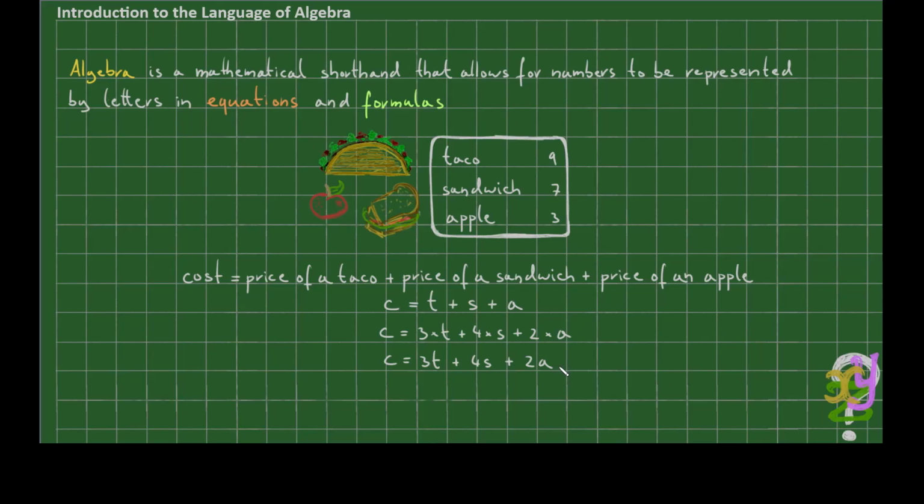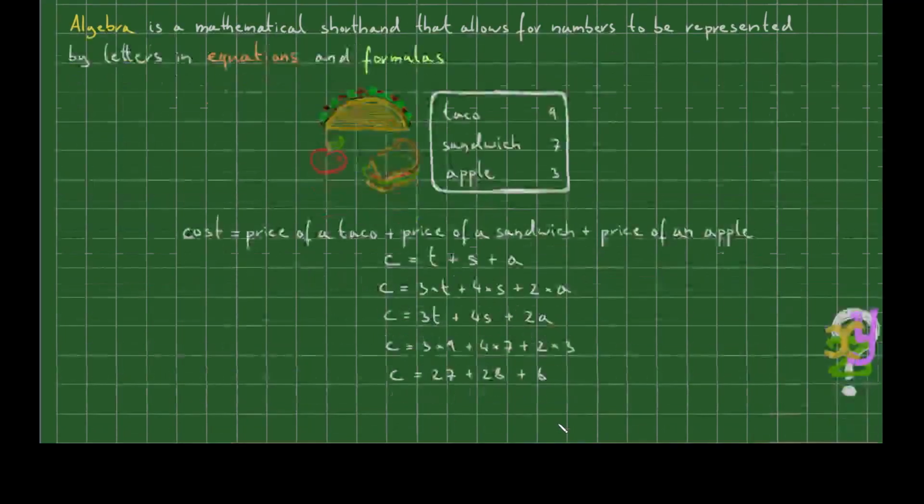Now that I have my little equation, I could actually substitute in the prices for the tacos, sandwiches, and apples. I would have 3 times 9 plus 4 times 7 plus 2 times 3. This would give me C equals 27 plus 28 plus 6. And this would result in a grand total of 61. Underline and celebrate.